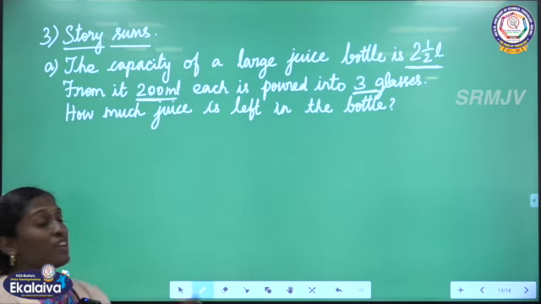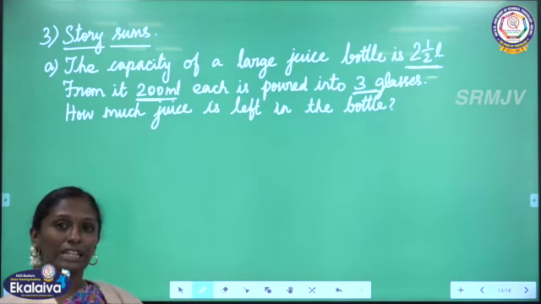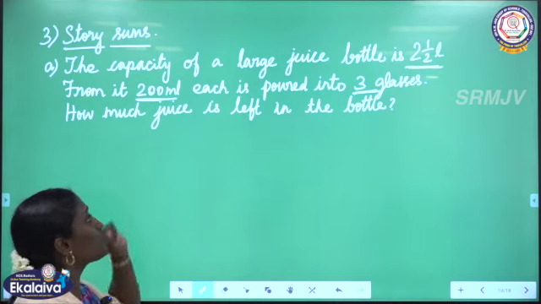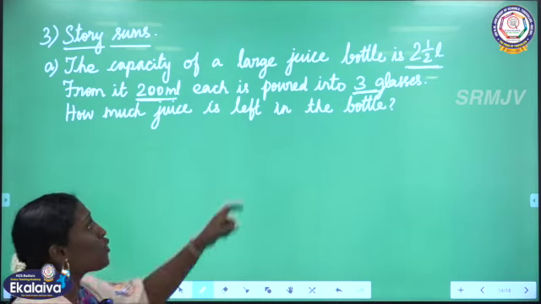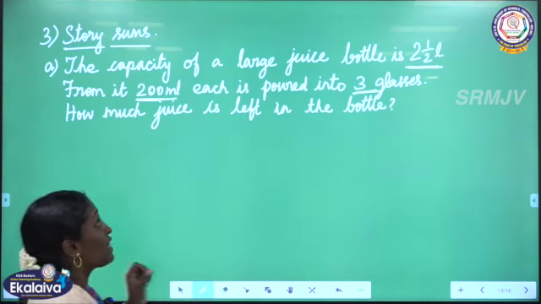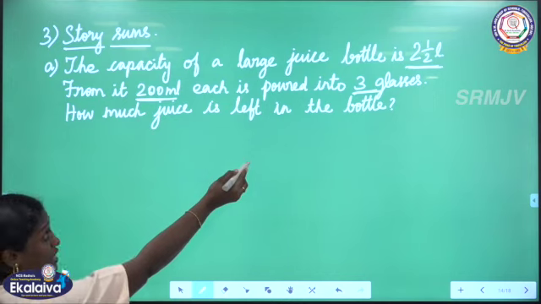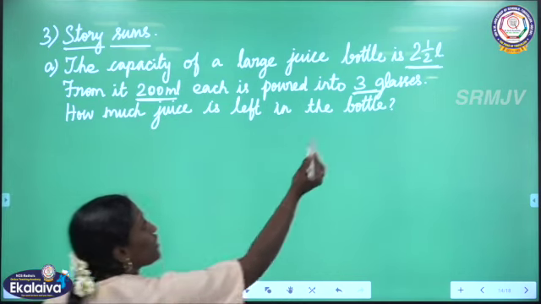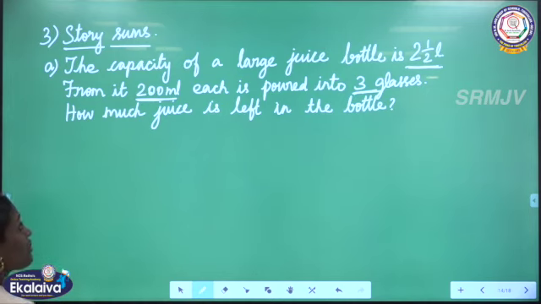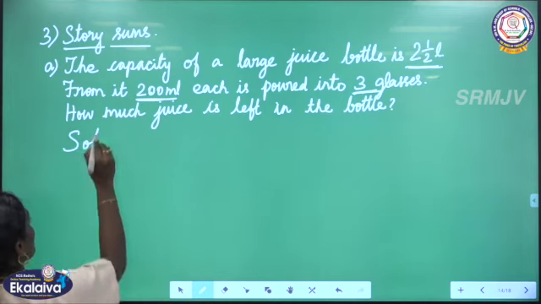From the bottle, we are pouring the juice in 3 glasses. The capacity of 1 glass is given, that is 200 ml. So first we have to find out the capacity of 3 glasses. Then from the capacity of the large juice bottle, we are going to subtract the capacity of 3 glasses. Okay, let us start the solution.